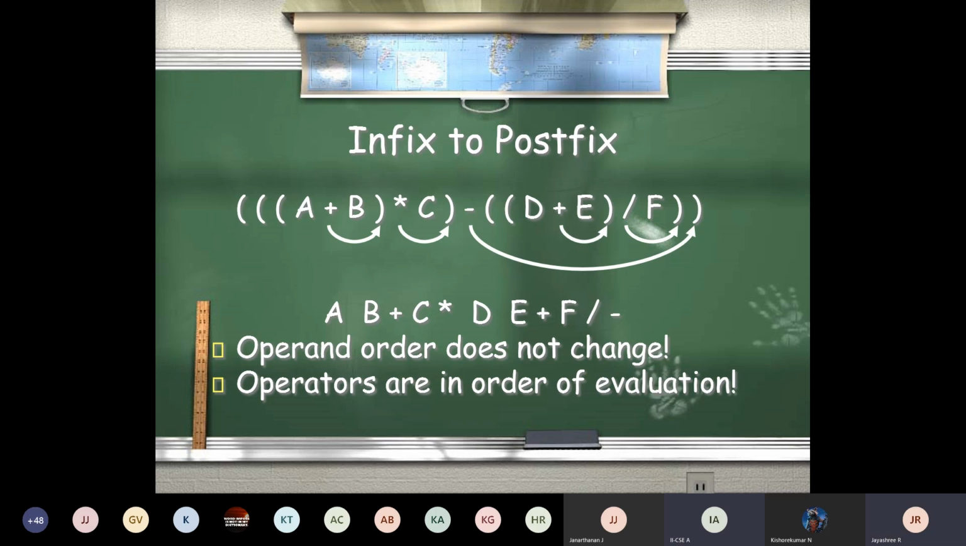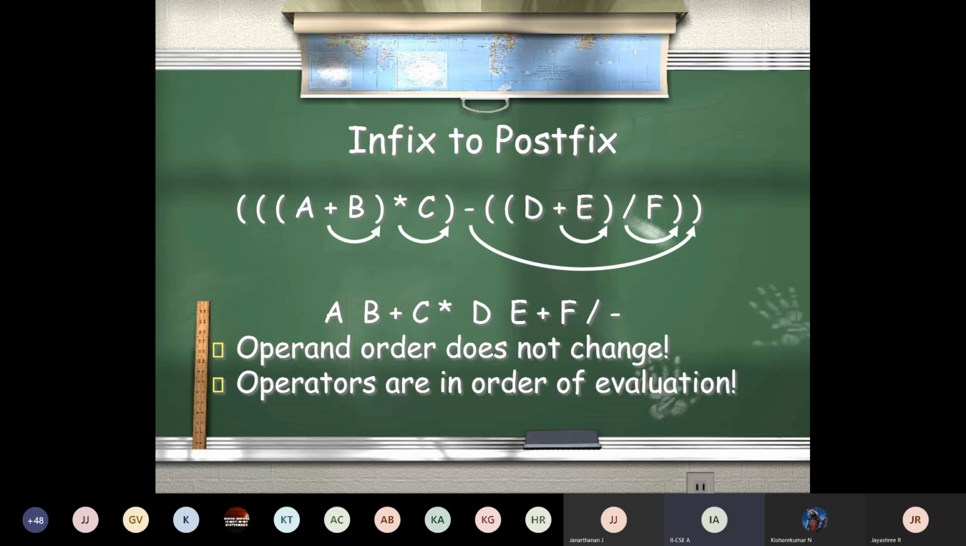Okay, so here also you just analyze that the operand order does not change. The operands are A, B, C, D, E, and the operators are plus, star, minus, division. So the order of your operands does not change, but the operators denote the order of your evaluation. Order of evaluation means which one you are going to execute first.